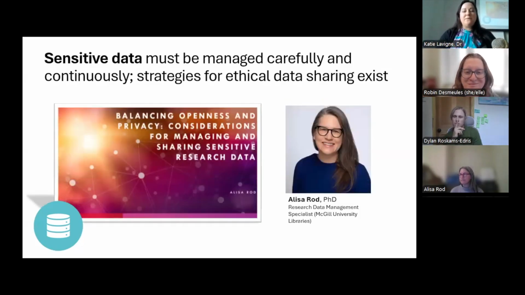Earlier this year, Alyssa Rod, who's a research data management specialist at McGill University Libraries, talked about sensitive data, which is really pertinent to us here at the Douglas, and talked about how it can be managed carefully and strategies for sharing data ethically.